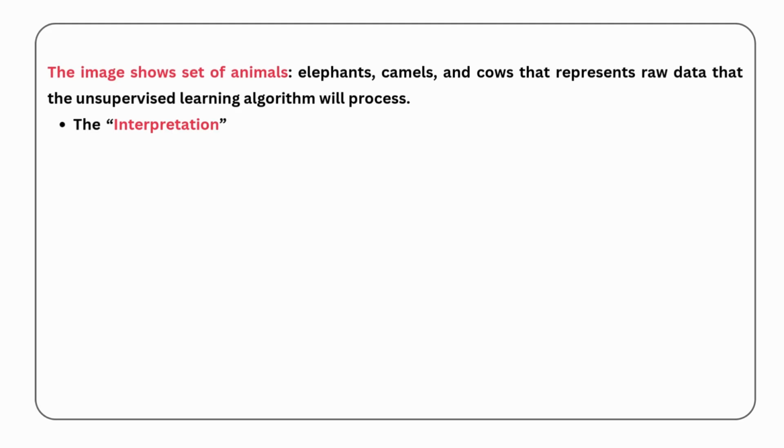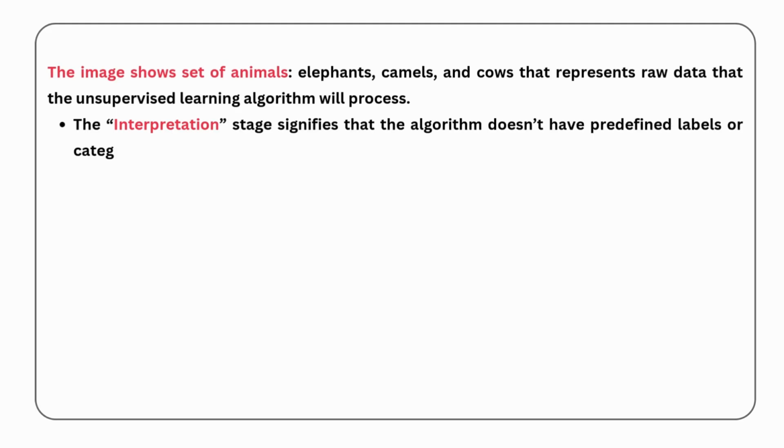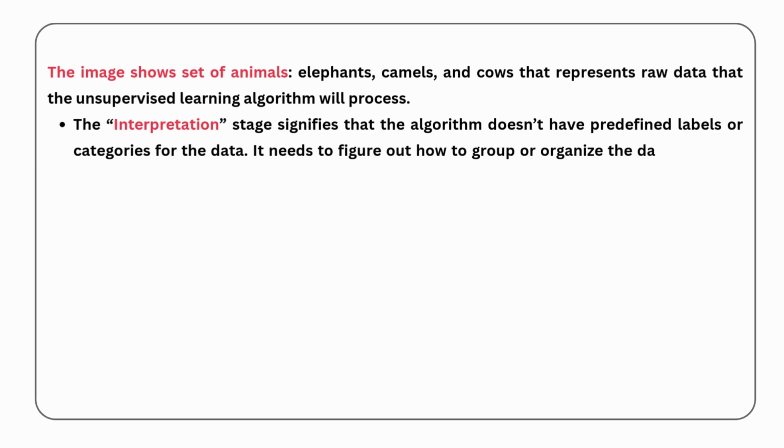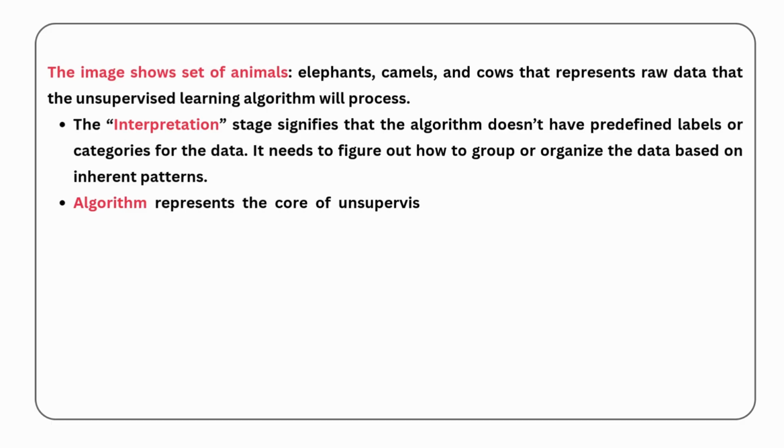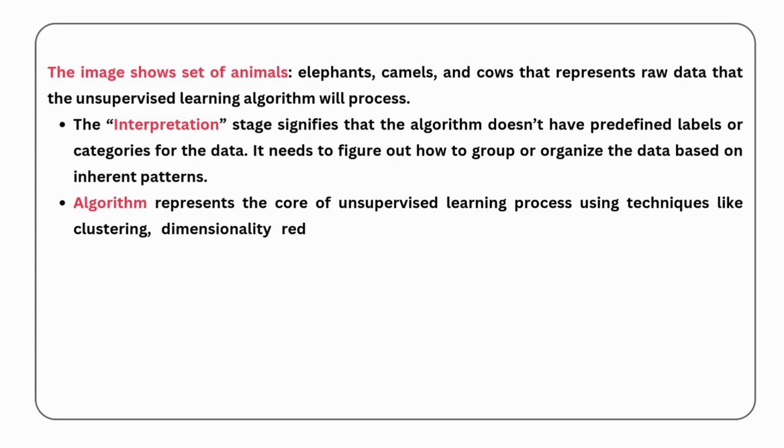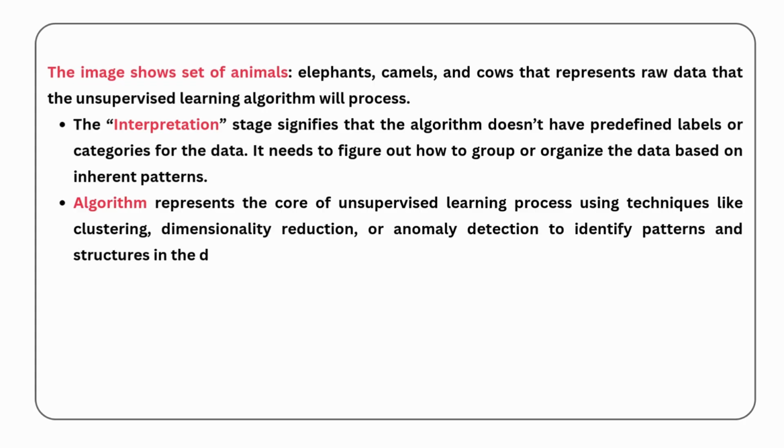The image shows a set of animals, elephants, camels and cows, that represent raw data that the unsupervised learning algorithm will process. The interpretation stage signifies that the algorithm does not have predefined labels or categories for the data. It needs to figure out how to group or organize the data based on inherent patterns. The algorithm represents the core of the unsupervised learning process, using techniques like clustering, dimensionality reduction, or anomaly detection to identify patterns and structure in the data.